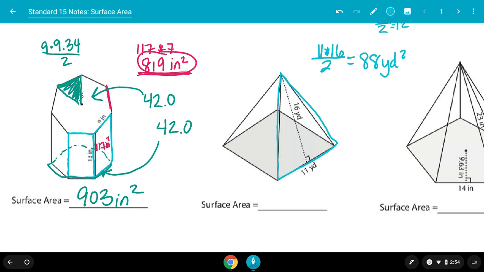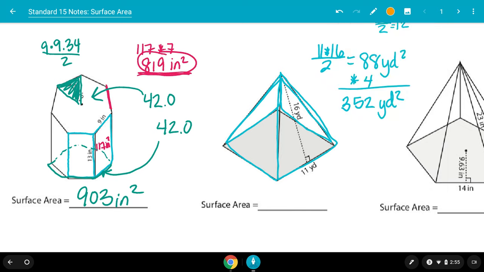How many of those triangles do I have? Well, I have the one we just calculated. I have this guy. I've got the guy in the back, and I've got this guy here. It looks like I have 4 of those triangles all together. So I'm going to multiply that by 4. And I get that the area of all of the triangles put together is 352 yards squared.